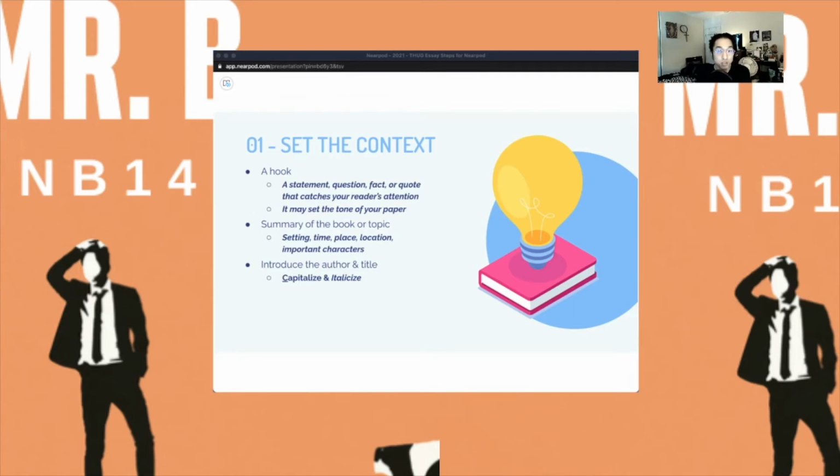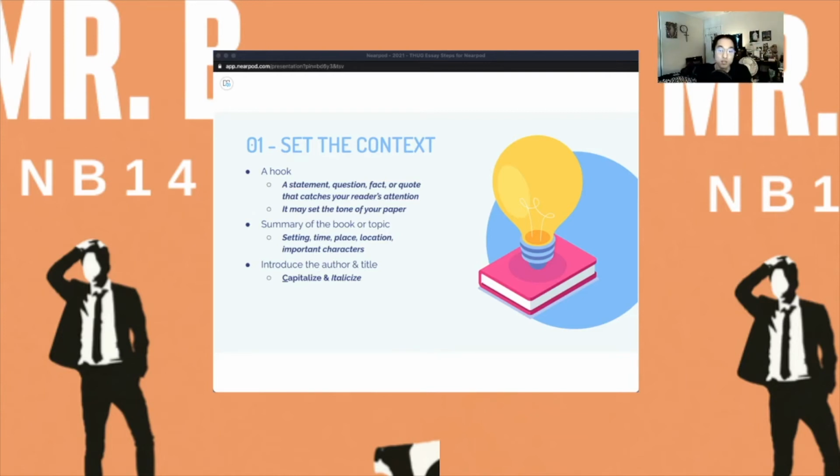You can include a hook, which many of you did last semester when you wrote your informative explanatory paper on police brutality. A hook, again, is a statement, question, fact, quote that catches your reader's attention, and it may even set the tone of the paper. So if you recall, maybe some of you wrote in your paper about BLM, and you wrote about George Floyd's death. That was very much a good hook, in the sense that you caught the reader's attention, gave them a picture of the power in the movement of BLM, especially in this past spring, and then you went on to talk about stop and frisk and racial profiling, etc.